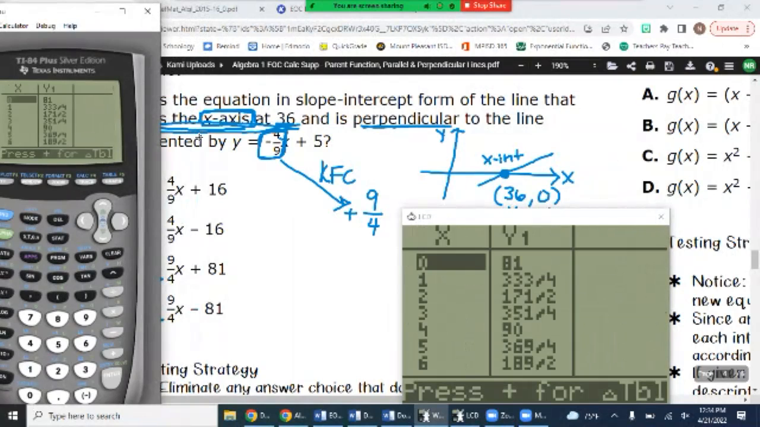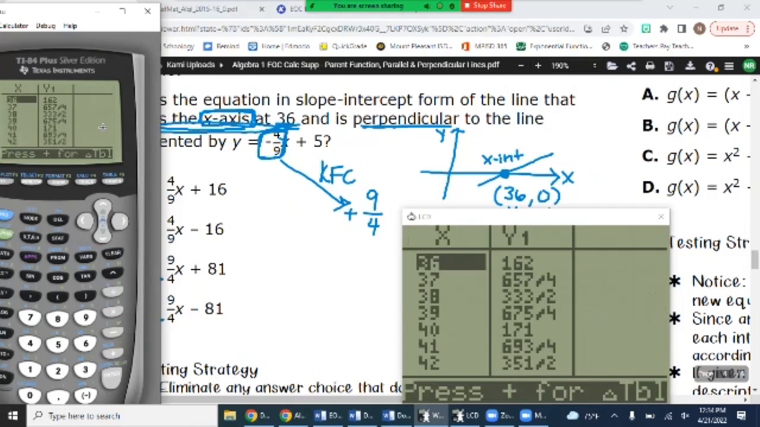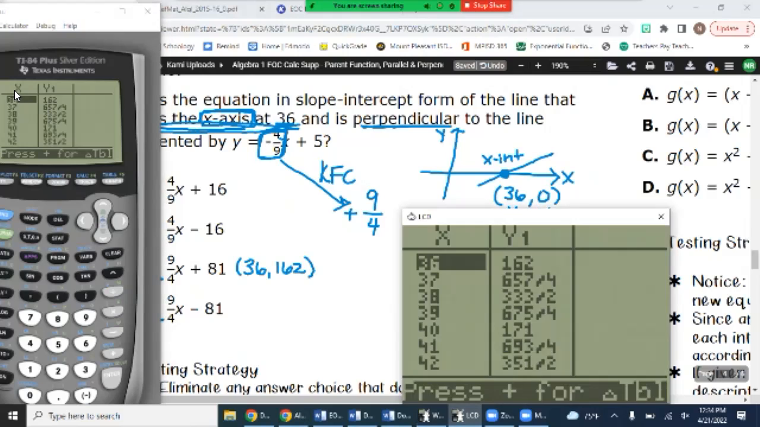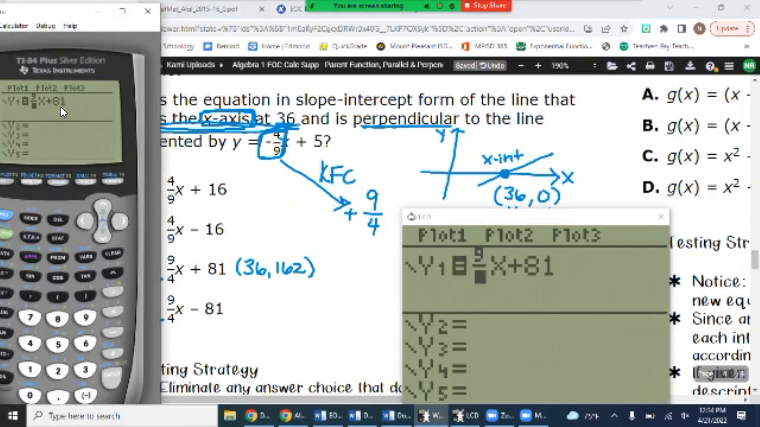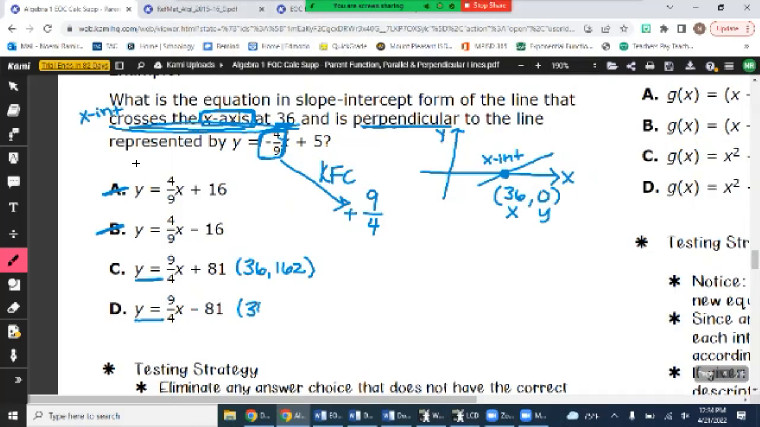Press second graph. Don't just stare at my screen, some of you. 36. I'm going to jump to the 36 instead of just sitting there pushing the down button. And what does that first one give me? 36, 162. So now we got to go back to y equals and change that positive 81 to a minus 81. Press second graph. And that one does give me my 36, 0. So the answer is D. But if anything, don't pick A or B. Don't be that person.